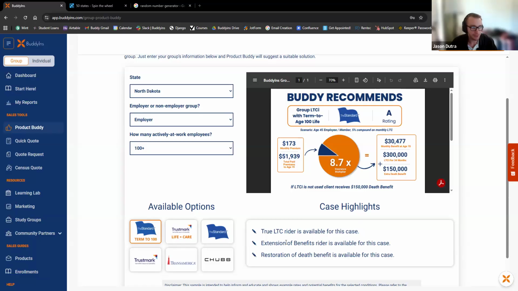Yeah, I would agree. Looking at a term solution, especially if all voluntary, the Standard's Term to 100, Life plus Care, a solution like that is helpful because you're dealing with far more affordable rates. Voluntary is going to be out of the employee's pocket by nature. So you want something that is not just attractive from a benefits perspective, but it's got to be easy to get in the door from a premium perspective.